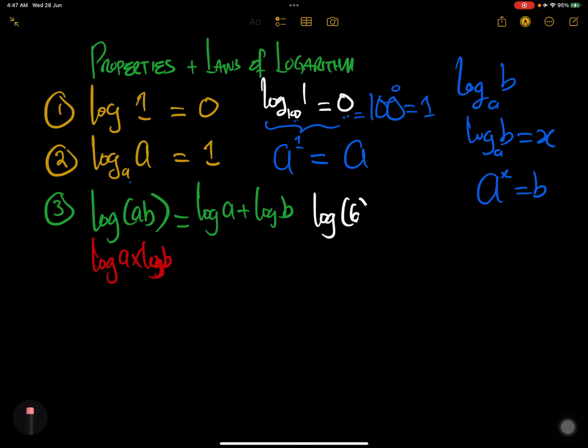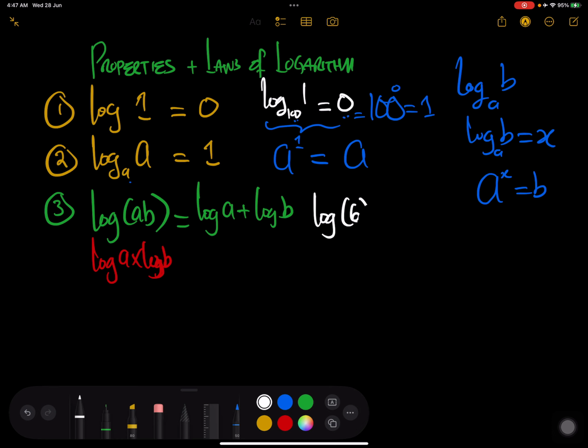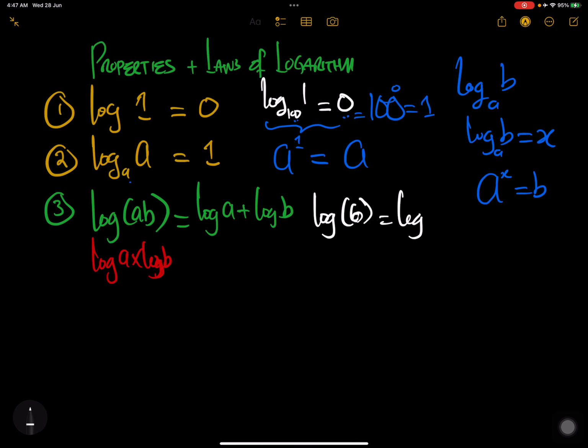Okay, we can write log 6 as log of 2 times 3. This is like the A, and this is the B. And the moment we have that, we're going to have log 2 plus log 3.